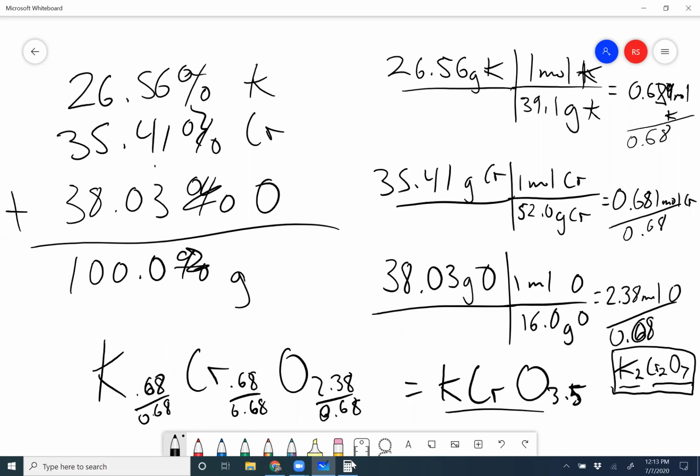Pretty cool. So we used the percent composition to give us a mass, and we used our mass to give us a mole ratio, and then we adjusted our mole ratio to give us an empirical formula. And sometimes, for most ionic compounds, the empirical formula will be the molecular formula. But in this case, we had to do a little bit of a trick to it where we doubled it to get rid of that 0.5.